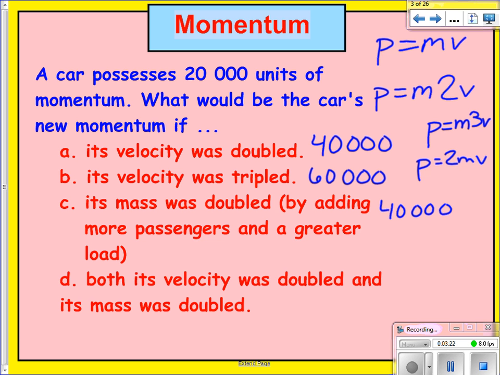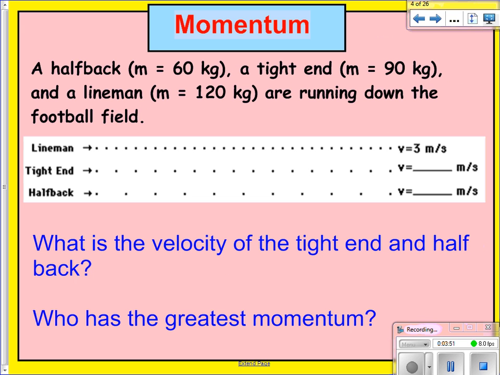Finally, letter D says both its velocity was doubled and its mass was doubled. That would be double the mass and double the velocity, or in other words, 4 times the amount of momentum, because 2 times 2 is 4. Therefore, 4 times 20,000 gives you 80,000 units of momentum. So now we have seen not only how we can calculate momentum, but also how changing mass and changing velocity affects the momentum.